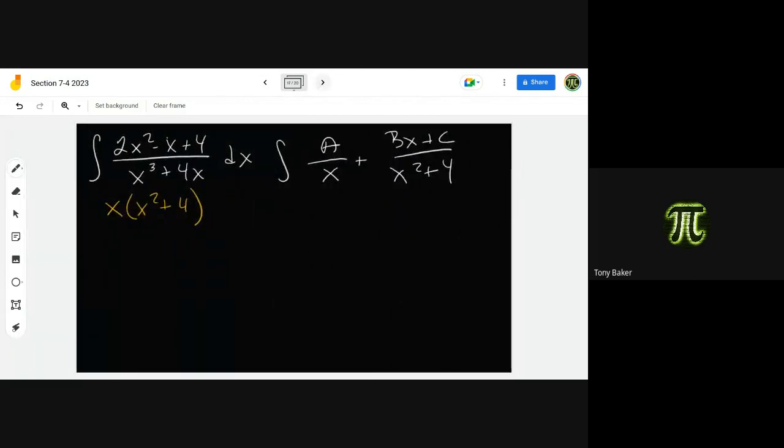All right. So let's set up our problem and see what we got. So we have 2x squared minus x plus 4 equals a times x squared plus 4 plus bx plus c times x.